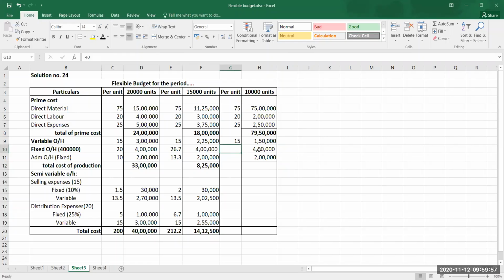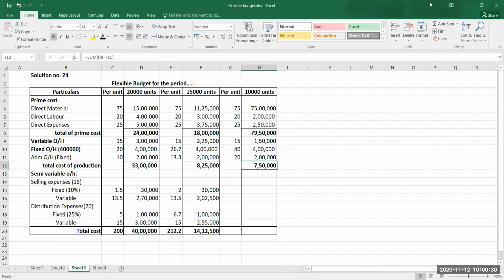How will you calculate? When you divide 4 lakh by 10,000, you will get 40 rupees. So the cost per unit for the fixed overhead will be rupees 40, and the per unit for the administrative overhead is rupees 20. How will you get rupees 20? 2 lakh divided by 10,000. Okay, then you just total it.